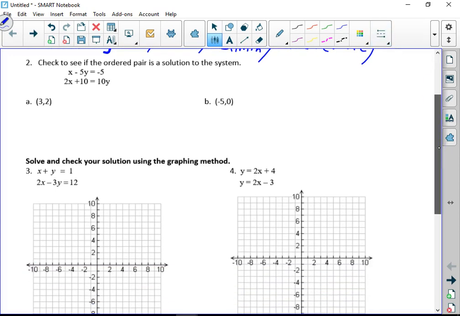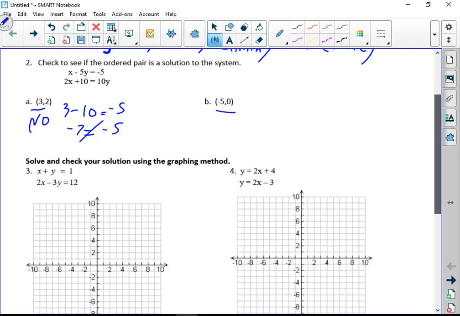Now, number 2, all you're doing is taking these points and plugging them in and seeing if they work in these 2 equations. So the first one, if I plug in 3 minus 5 times 2, which is 10, equals negative 5. Right off the bat, that's negative 7, which does not equal negative 5, so the answer is no. I don't have to go any further. I don't have to do the other one. It doesn't matter if it's on the other one. It has to be on both or nothing.